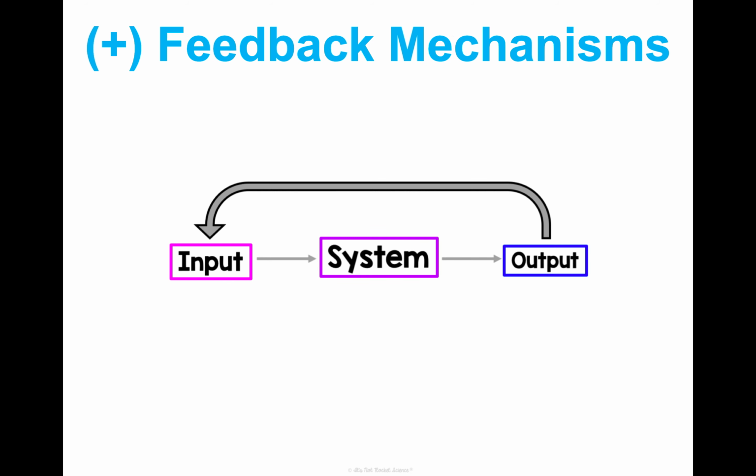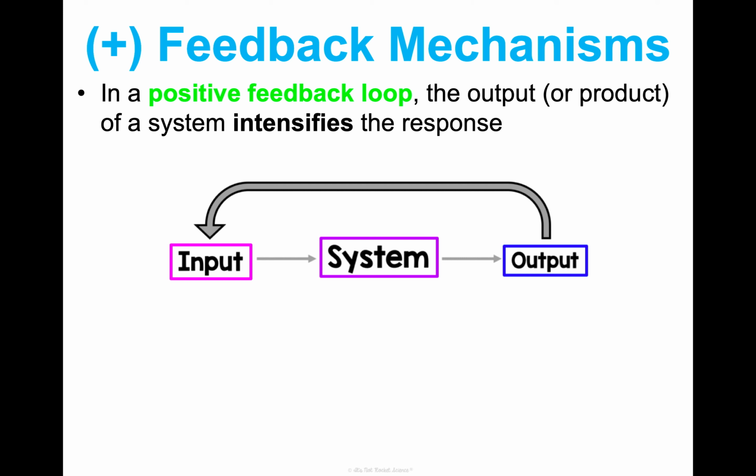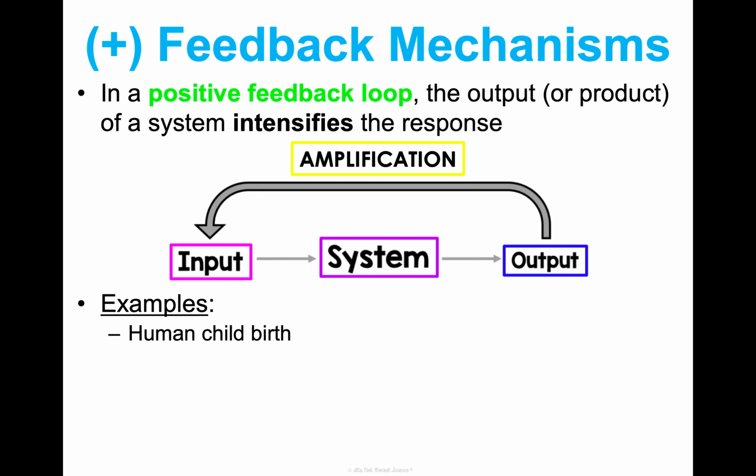So, positive feedback mechanisms. In a positive feedback mechanism, or you could refer to it as a feedback loop, since it loops around here, the output or product of the system is then going to intensify the response. So it's going to cause the input to then intensify what's happening. Another way is we can say it's amplifying. So a couple of real world examples. In humans, childbirth is a positive feedback loop because what is put out, the product, is then going to intensify or amplify, and we're just going to keep amping it up.